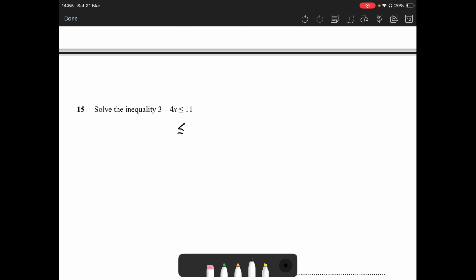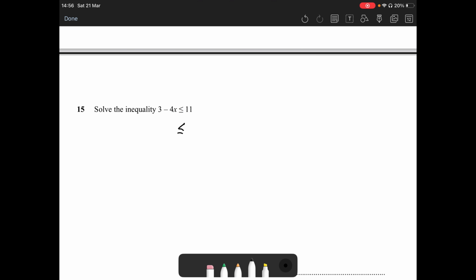You're allowed to add, subtract, multiply, and divide. The only rule is if you multiply or divide by a negative, you have to flip the sign to face the other way. That's the only time you flip the sign. Otherwise, if you add or subtract, including negatives, you can keep it the same.